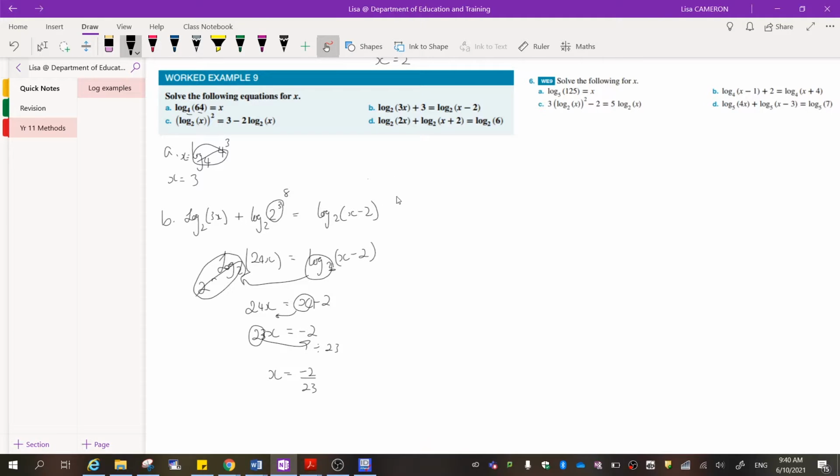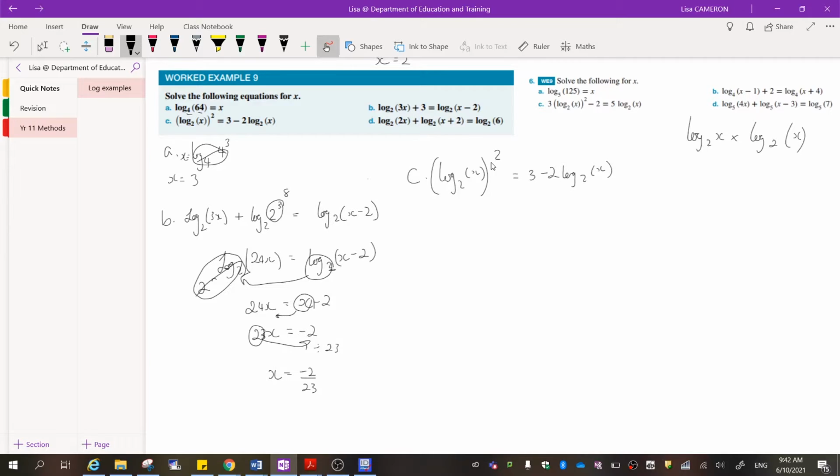Okay, C. Next thing, log 2x, and this is squared, is equal to 3 minus 2 log 2x. Okay, so again, I'm going to make this thing one term first.